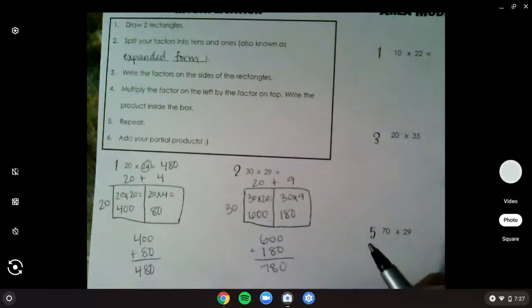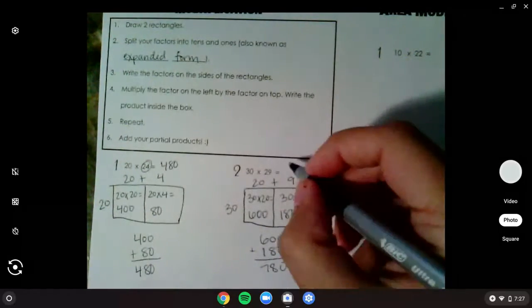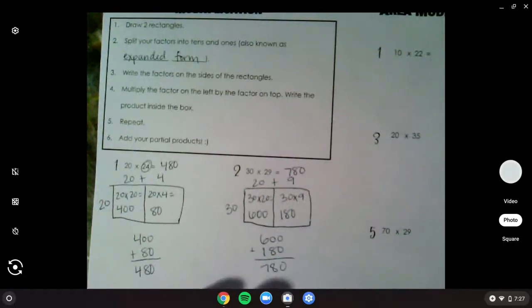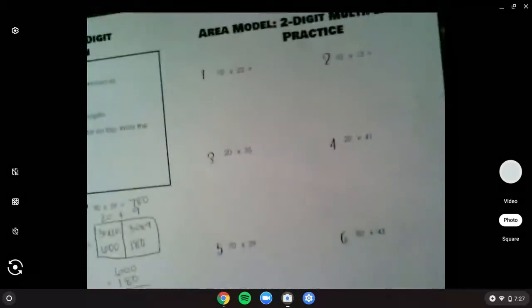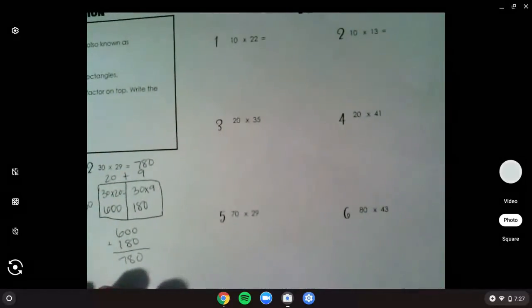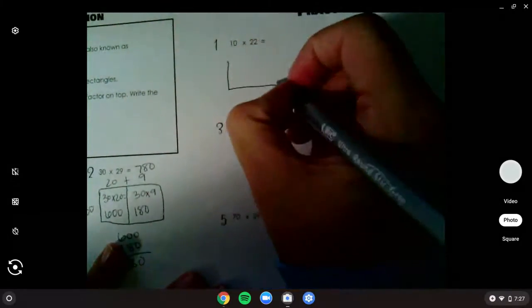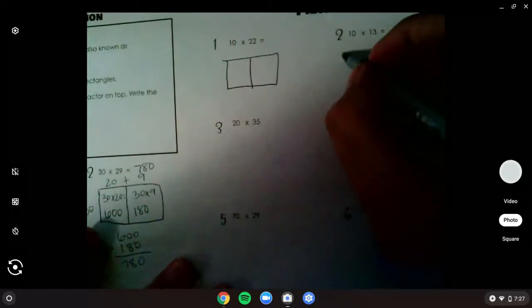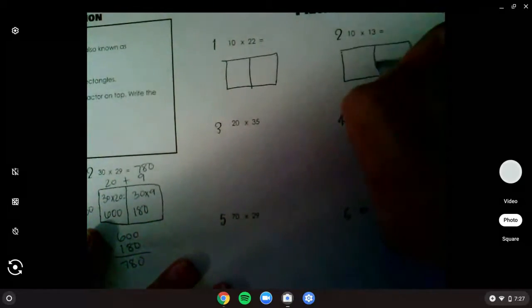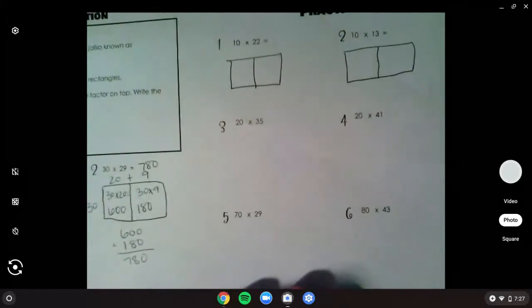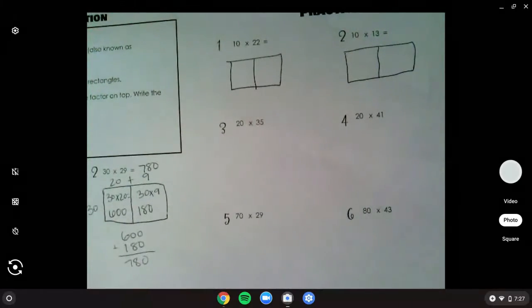0, 8, 7. All right, then that should be 780. All right, so you're going to try these 6 problems on your own. And I really want you to work on making those rectangles inside each area to find the different partial products. Okay? So go ahead and work on those 6 problems and unpause the video when you're ready to go on.